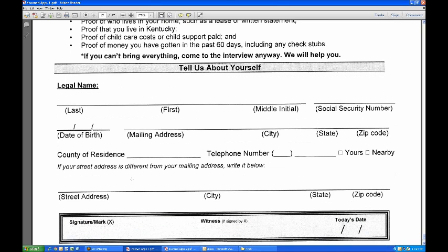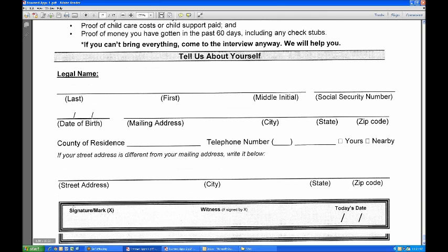The bottom of this first page discusses their name, date of birth, mailing address, county residence, telephone number. You have to check whether it's their phone number or a nearby phone number. And if their street address is different from their mailing address, you write it here.